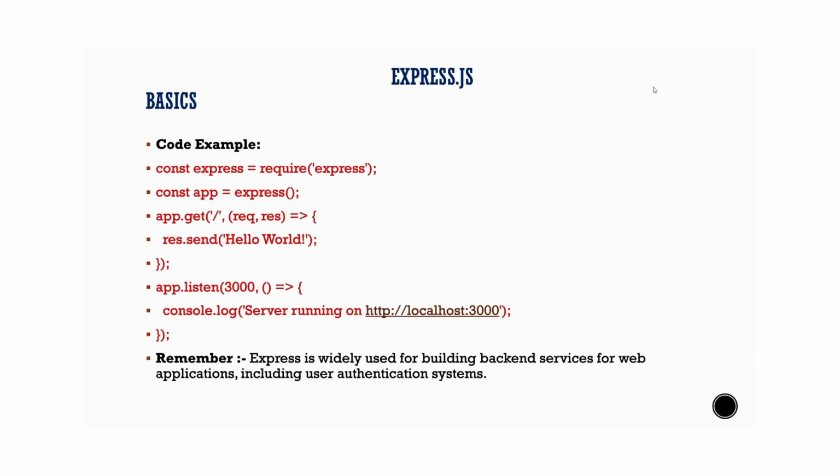Here we provide a simple Express.js example. This code sets up a basic Express server that listens for GET requests on the root URL. When accessed, it responds with "Hello World". Express allows developers to create complex server-side applications easily by providing tools for routing and middleware integration.